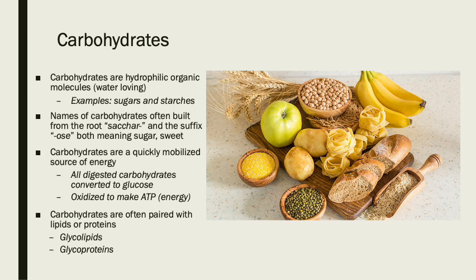When naming carbohydrates, they come from the root saccharine. So anything that has saccharine in it is a carbohydrate, like monosaccharides, disaccharides, those are all carbohydrates. And often in our body, carbohydrates are paired with either fats, which are lipids, or proteins. When they are paired with them, they become glycolipids or glycoproteins.